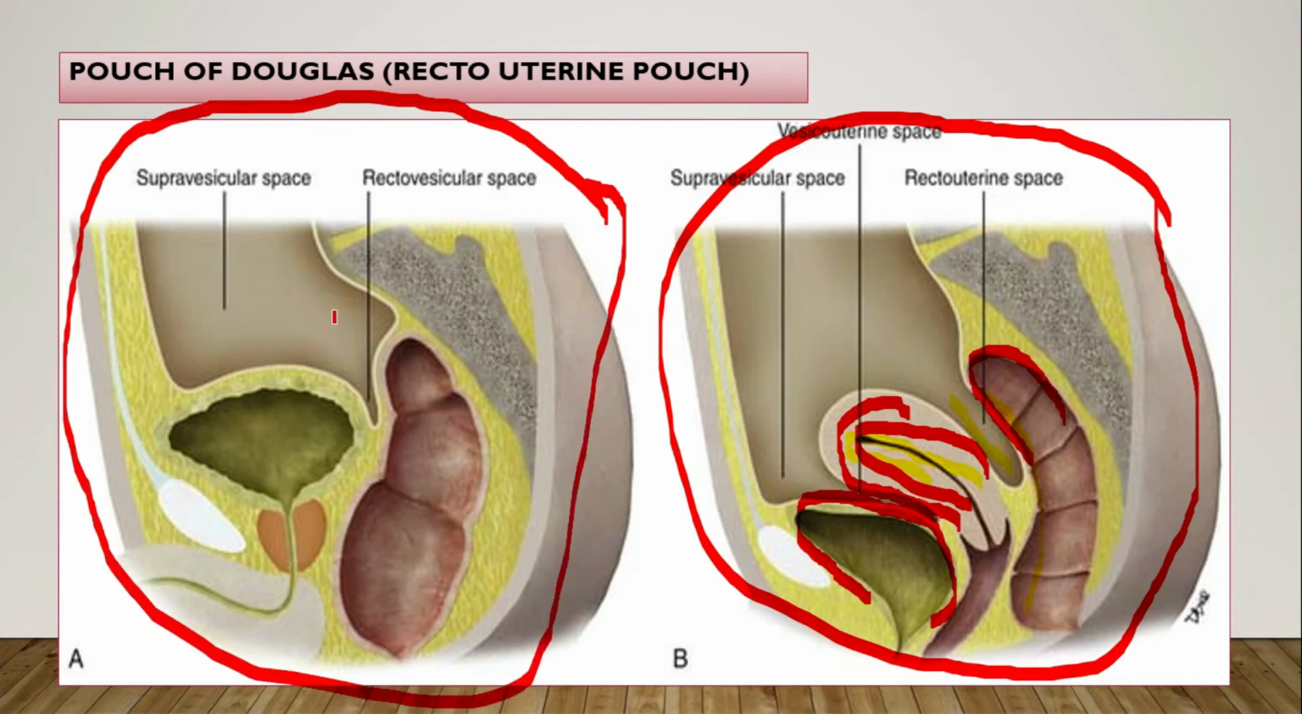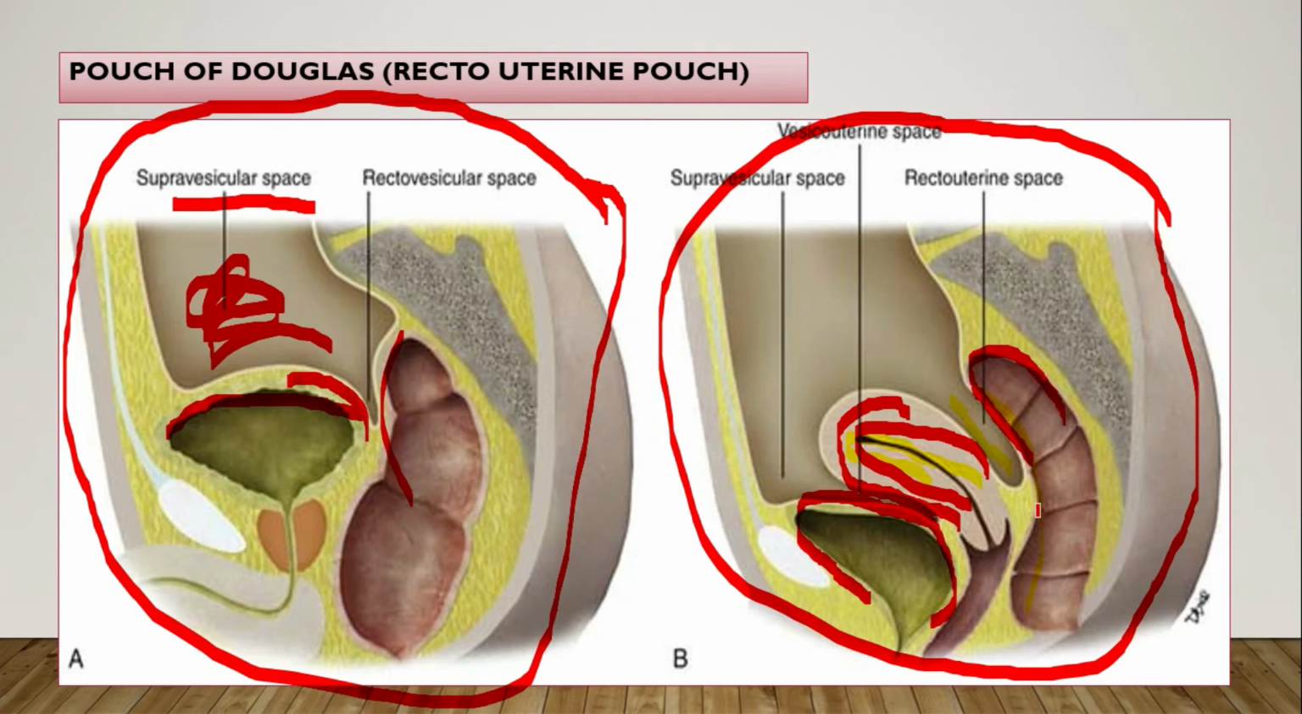As we know, there is no uterus in the male, so there are only two spaces. The space above the bladder is called the supravesical space. Here we have the bladder, and the space above the bladder is called the supravesical space, and the space between the bladder and rectum is called the rectovesical space. What is the rectovesical space? The space present between the rectum and the bladder.